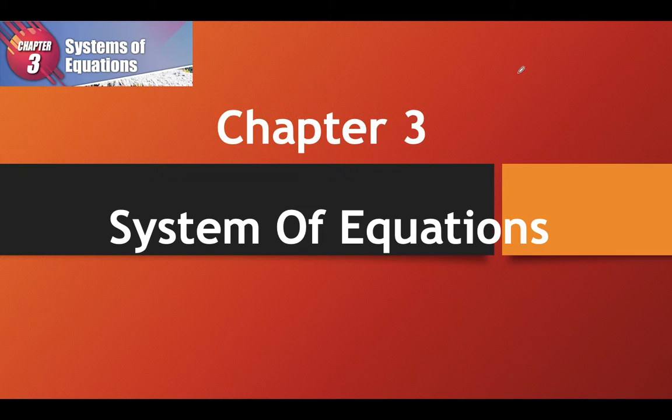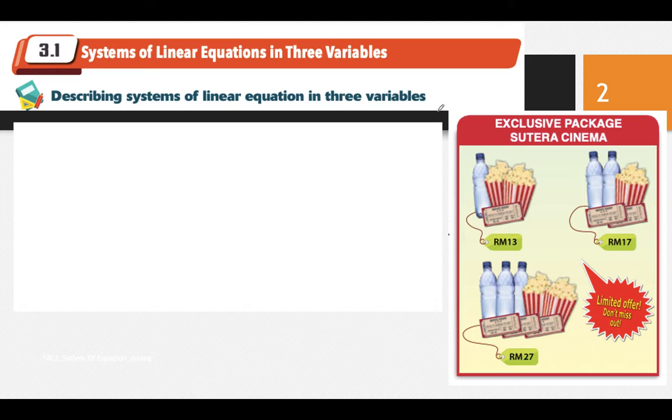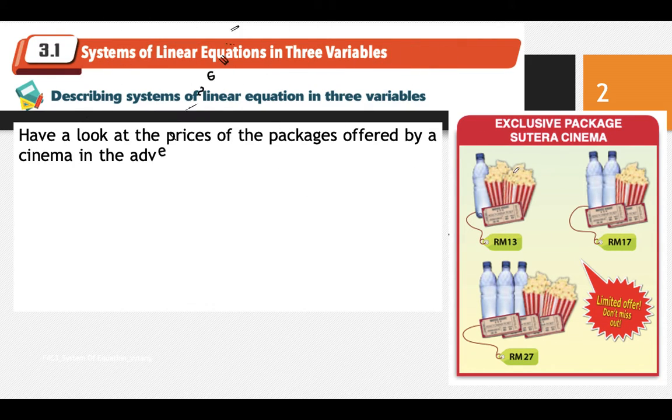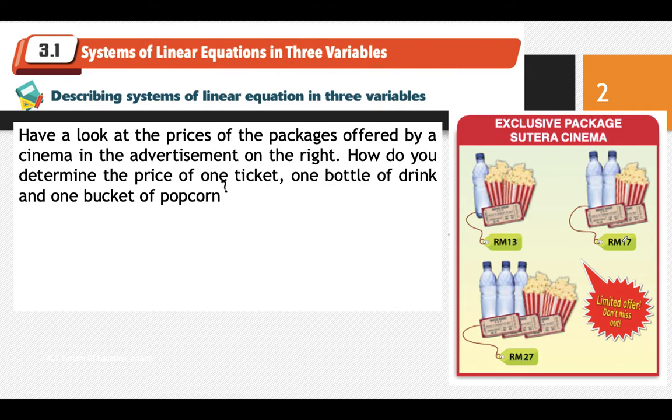Welcome to Form 4 Add Maths, Chapter 3, System of Equations. 3.1 System of Linear Equations in 3 variables. 3.1.1 Describe systems of linear equations in 3 variables. So here are the exclusive packages in Sutra Cinema. There are 2 popcorn, 1 drink, and 1 ticket for 13 ringgit. Another package 17 ringgit, another package 27 ringgit. So how do you determine the price of one ticket, one bottle of drink, and one bucket of popcorn?